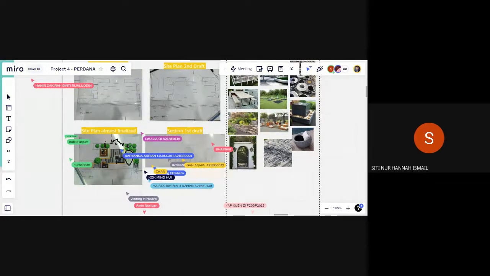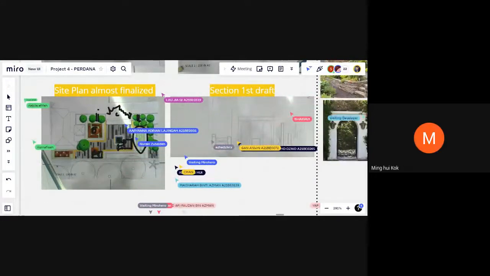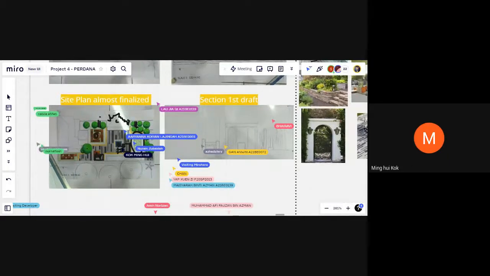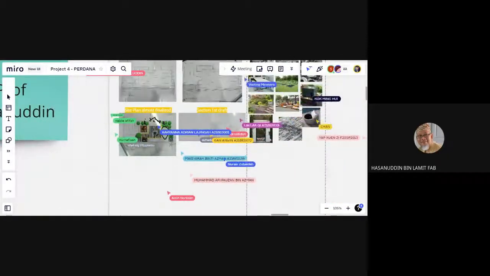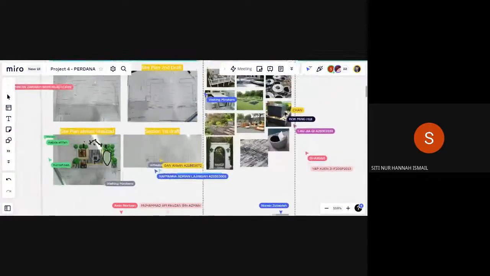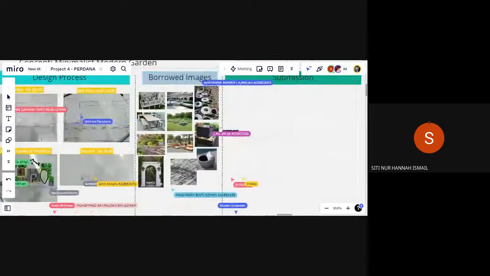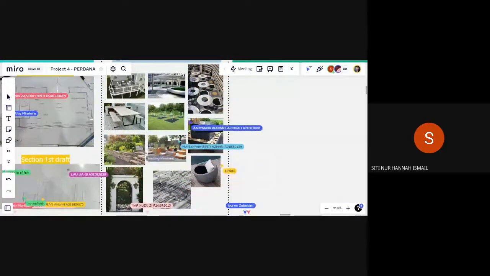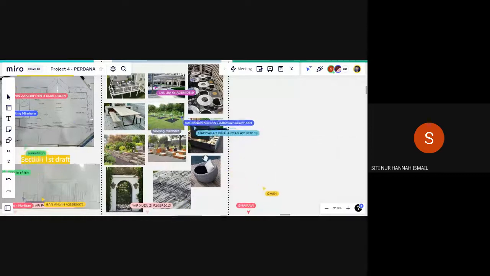Ming Hui, why is the water fountain black? The one in the middle, the fountain, why is it black? Because the fountain looks like this. Could you see the picture here, where we got a borrowed image? Where is it? I think she's circling the image.